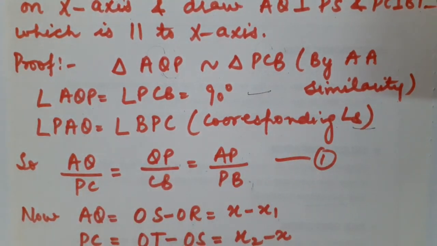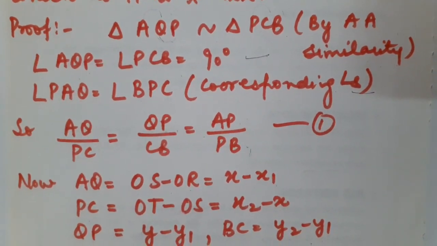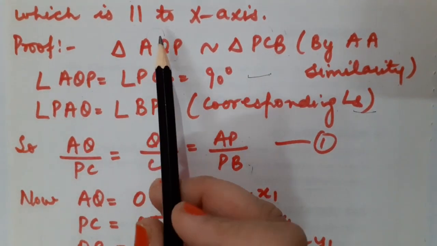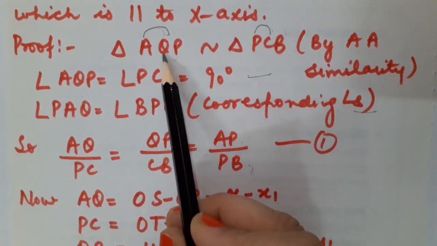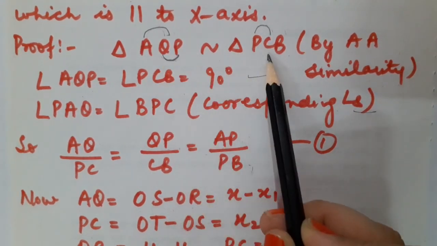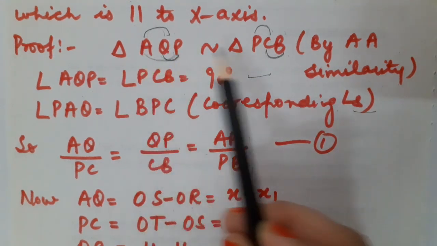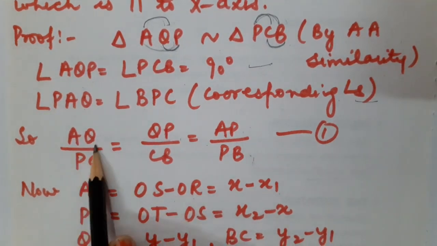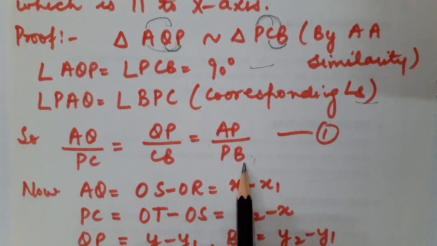So if both the triangles are similar, then we can say that the ratio of the corresponding sides of both the triangles must be equal. So how will you take the corresponding sides? If here you are taking AQ, you must take here PC. If here you are going to take QP, you must take CB. Fine. If you will be taking complete AP, here you have to take complete PB. So this is what: AQ upon PC is equal to QP upon CB is equal to AP upon PB.